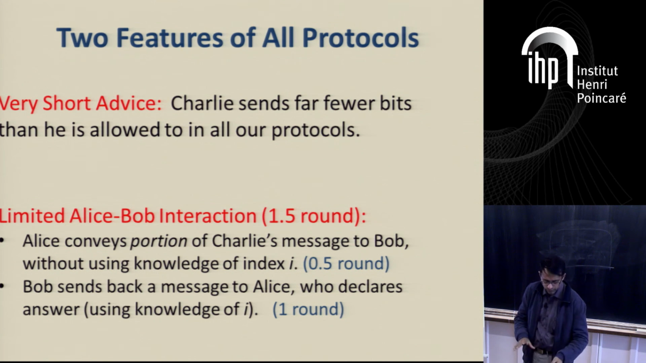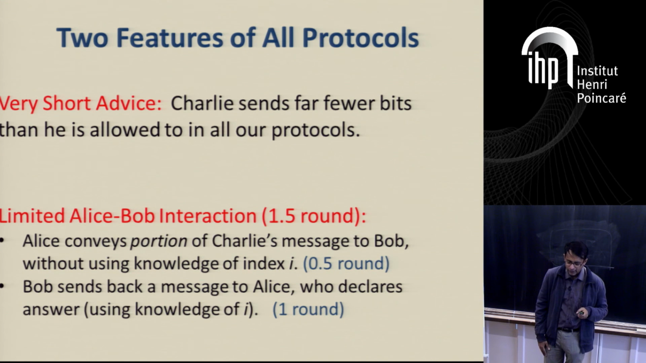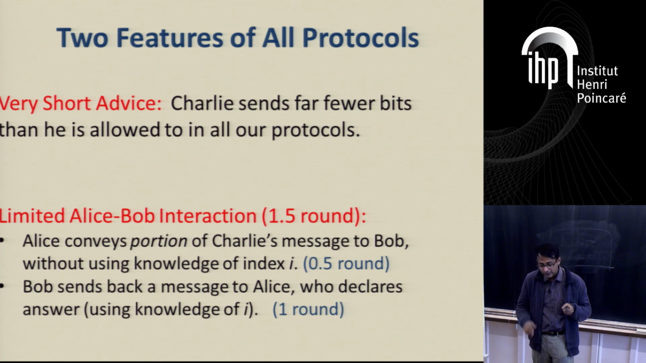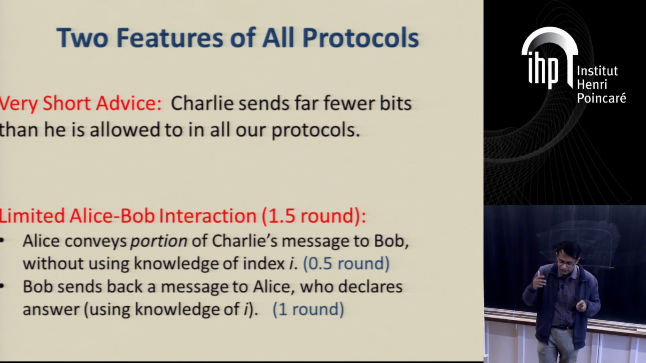Okay, so this is a bit of a mouthful. We call it 1.5 round because not only is there very limited interaction, Alice does not use her knowledge of I in giving this. It's a technical thing, but the point is that Charlie's advice is short, and post Charlie's advice, the interaction between Alice and Bob is very limited and restricted. And what we could show is that if you do have such restrictions on protocol, then you can't do anything better. For set disjointness, under these restricted protocols, you need square root of n bits of communication post Charlie's advice.